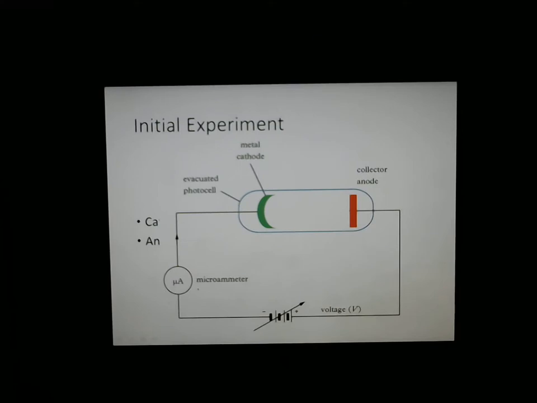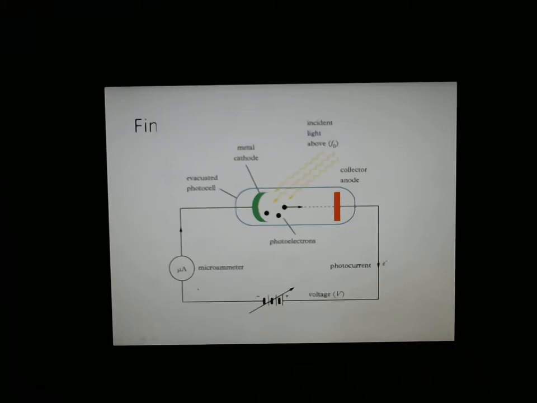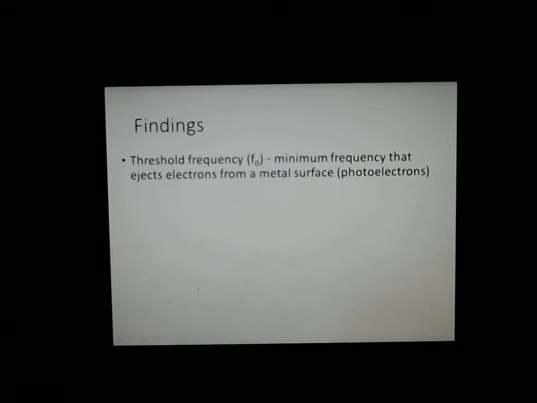Now, what Leonard did was he shone light onto it, like this. He shone light onto the cathode, and stuff started to happen. So he tested different frequencies. And nothing happened until he reached a minimum level, okay, which he called the threshold frequency. Now, you have to be able to define this term. As the frequency increased past that point, the photocurrent, the current caused by the light, also increased linearly.